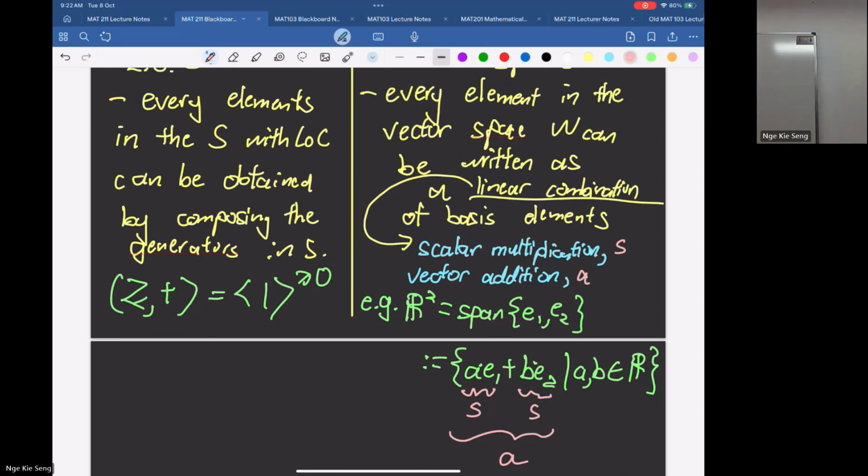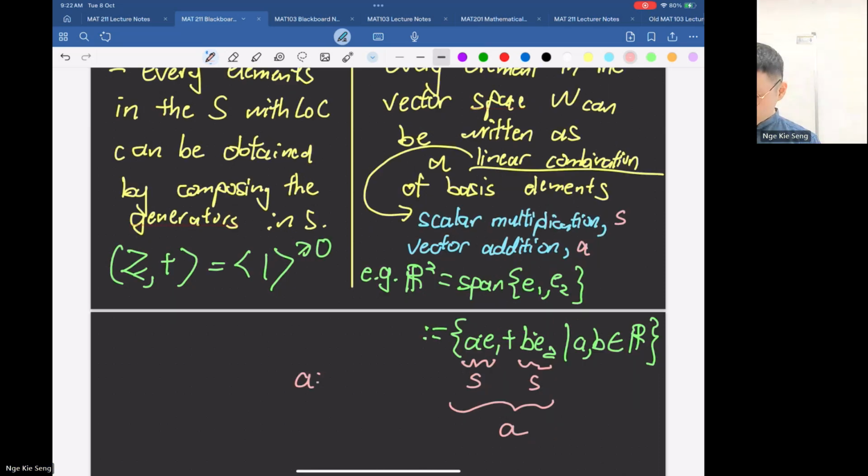Scalar multiplication, addition. Vector addition is a LOC. Why? What does vector addition do? It takes two vectors and gives you back another vector. Correct? Not x cross x to x. Take two elements, give you a vector. But what does S really do? You need to be very careful here. What does scalar mean? Scalar means what? Real number? Not quite.